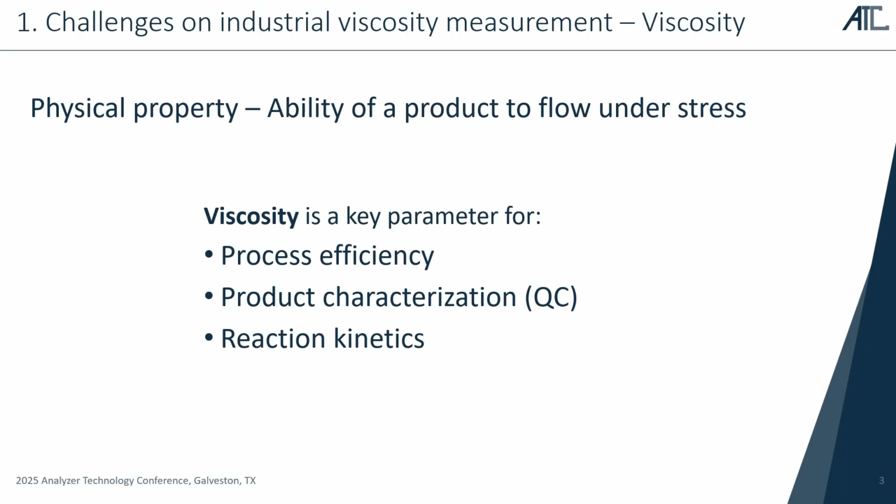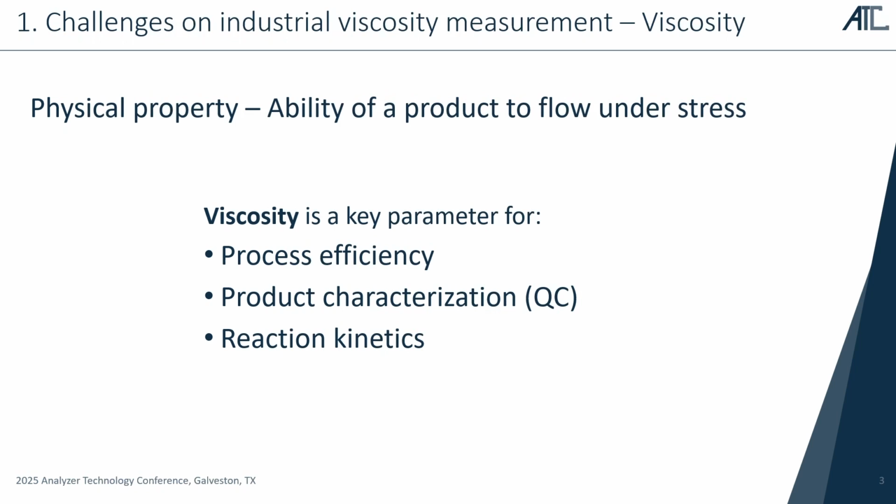I'll start with an important definition. What is viscosity? I think most of you know this definition. Viscosity is a physical property. It describes the ability of a product to flow under stress. Viscosity is a key parameter for many processes. It allows you to perform real-time process adjustments, avoiding product losses and drift or viscosity overshoots. It also allows you to continuously monitor viscosity to control and predict the final product's quality.